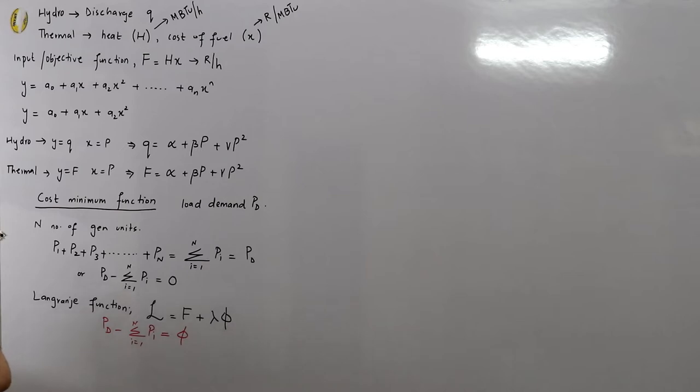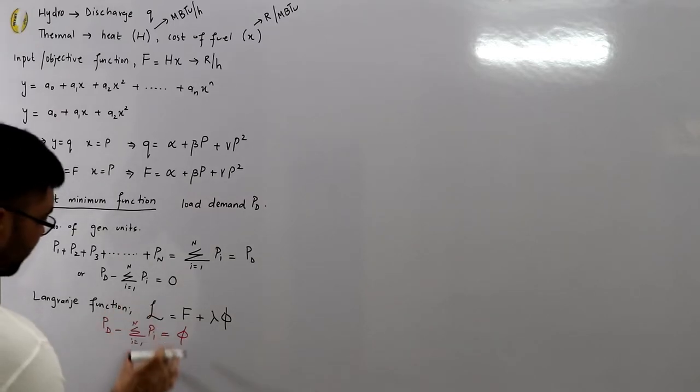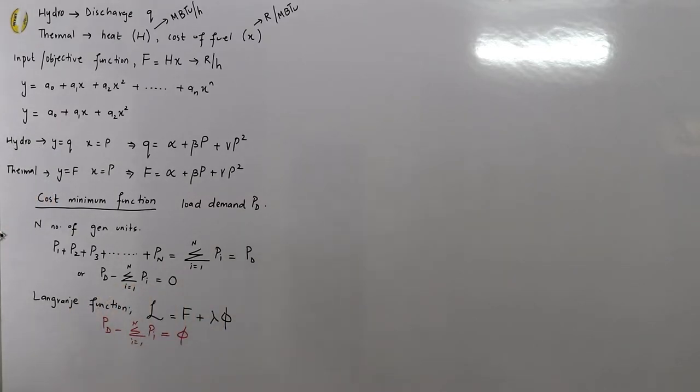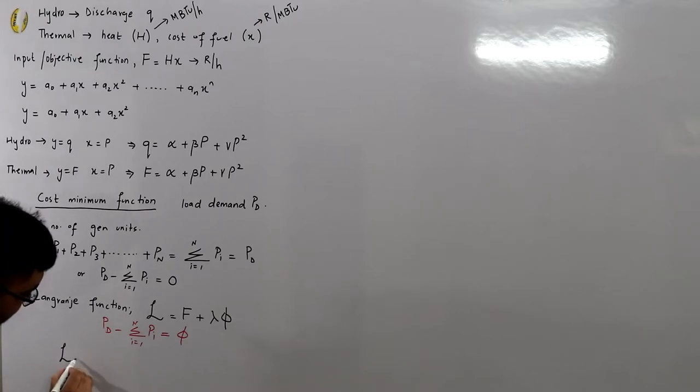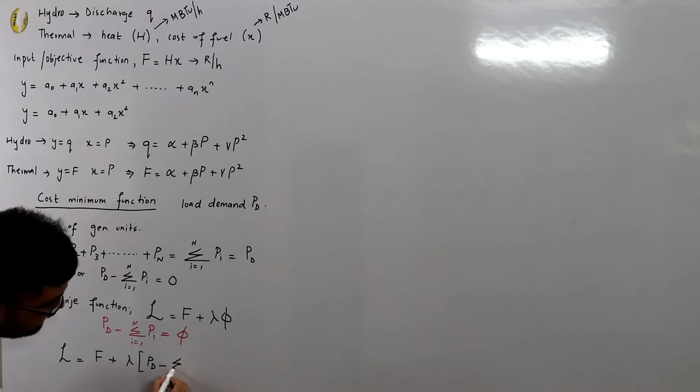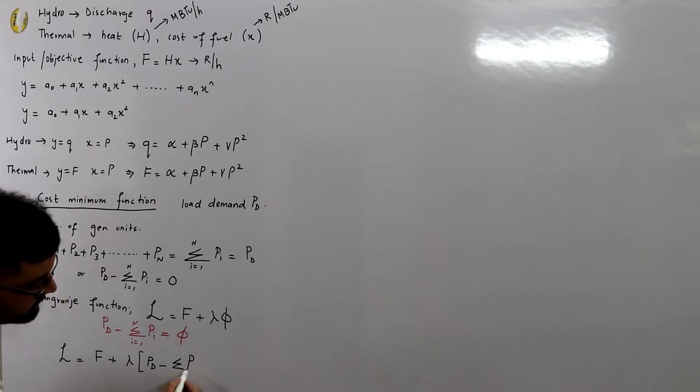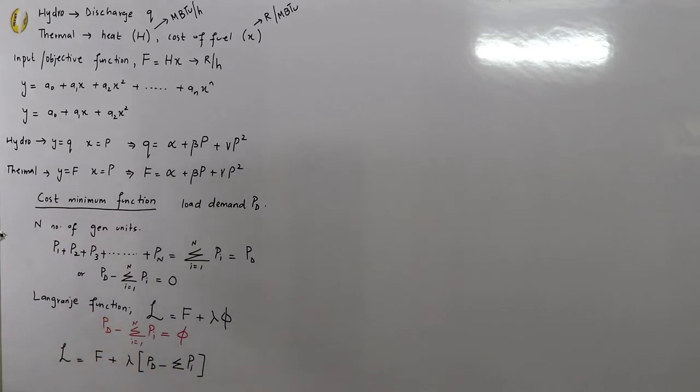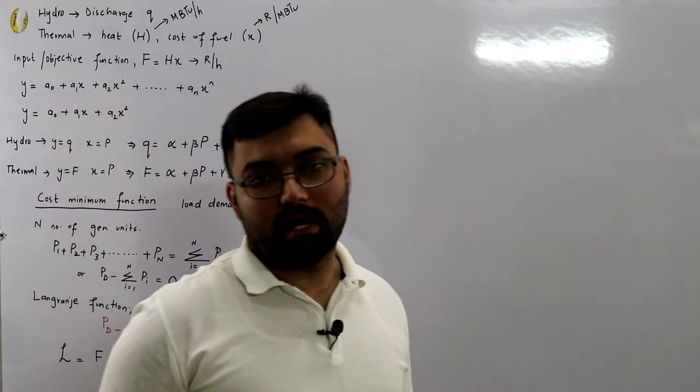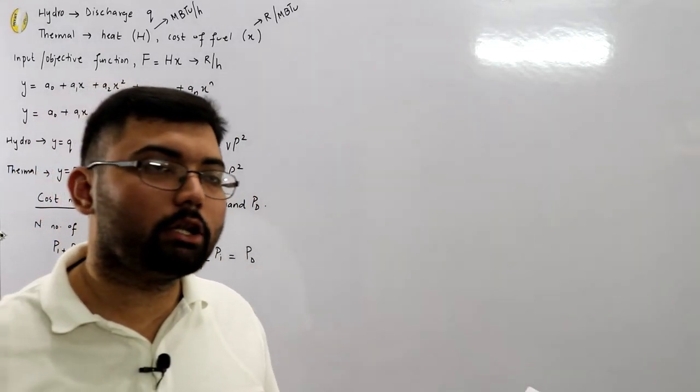So what do you have? I believe I have one more step. Put these values in the Lagrange function. So the Lagrange function L is equal to F plus lambda times PD minus the summation of the power generated, PI. Is that fine till here? It is. We have to generate the minimum power so as to meet the load demand only.